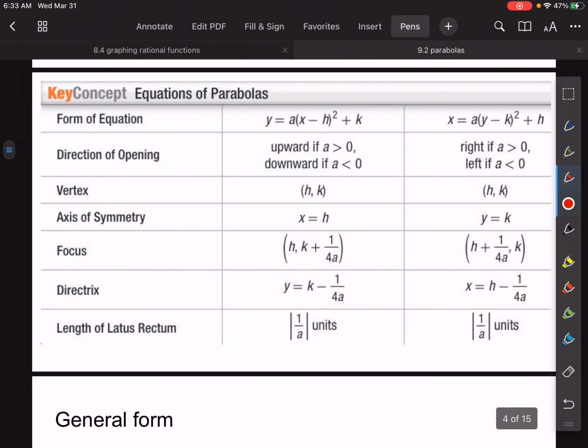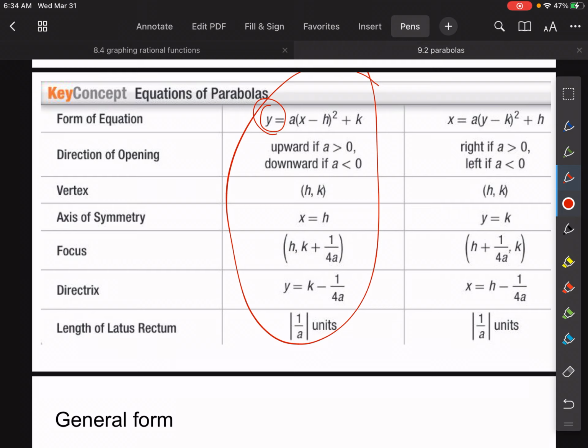This is the most important chart for this whole lesson. If you can understand this chart and how it works, you'll be fine. I know it's a lot, but just refer to it often and it'll start making sense. In Algebra 1, we studied parabolas that typically were vertical in nature, a y equals. So that's going to be this side of the chart. The stuff that you're super familiar with is a y equals. It opens up or down depending on if A is positive or negative.